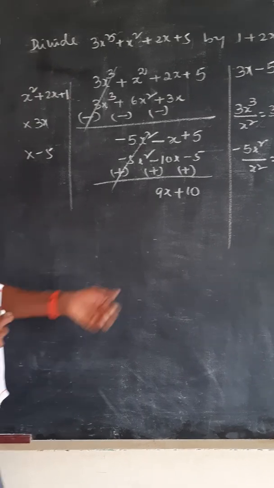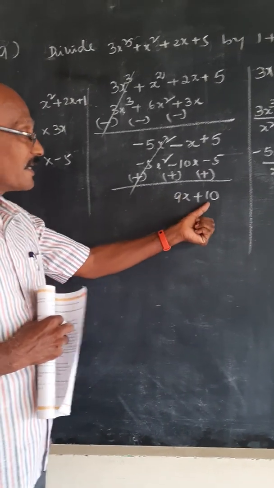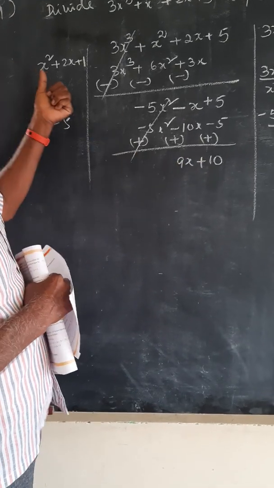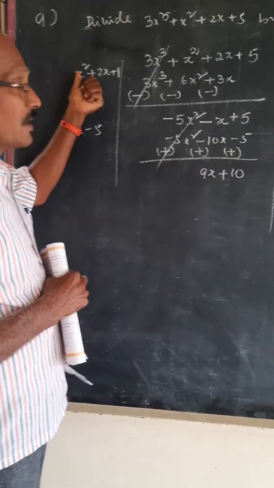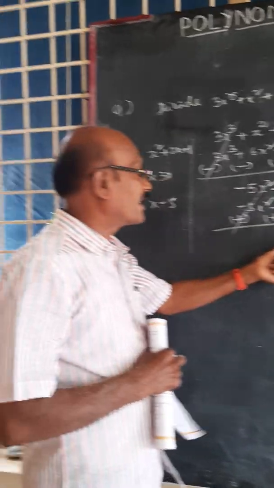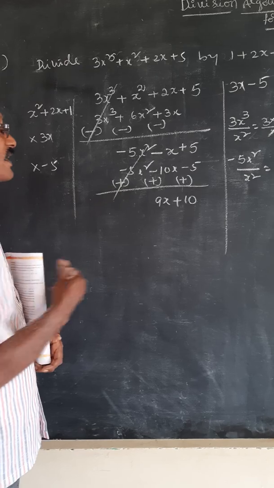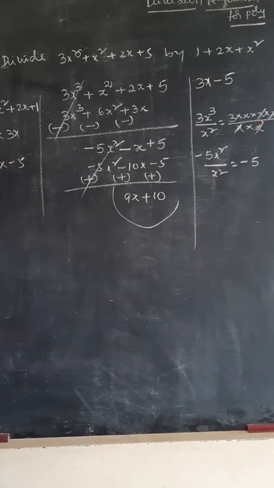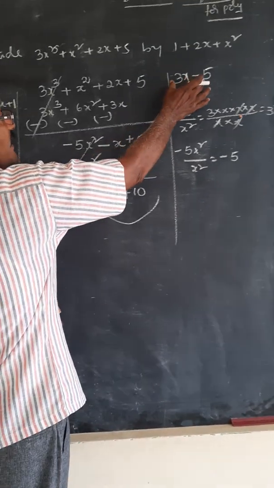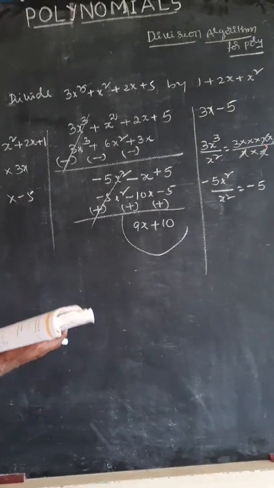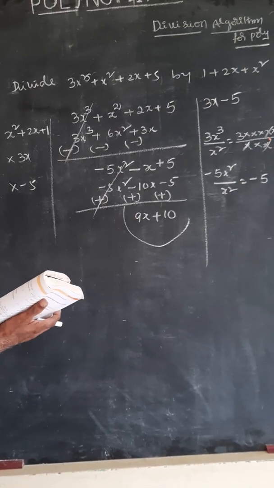Now observe the remainder degree. What is the degree of 9x plus 10? The highest power is 1, and here the degree, highest power, is 2. So whenever the remainder degree is less than the degree of the divisor, stop the division and write the answers. Quotient is equal to 3x minus 5 and the remainder is 9x plus 10. This is example number 9.